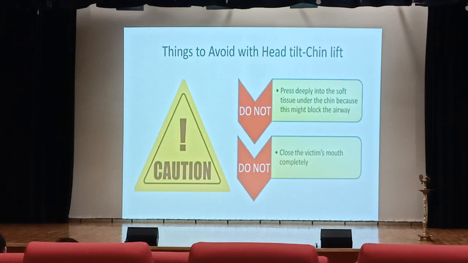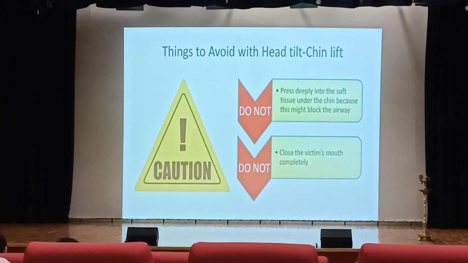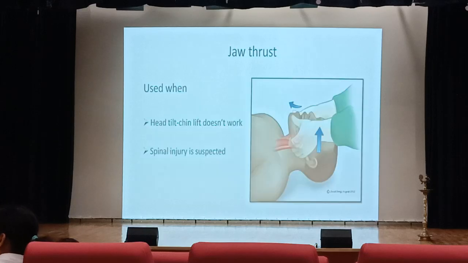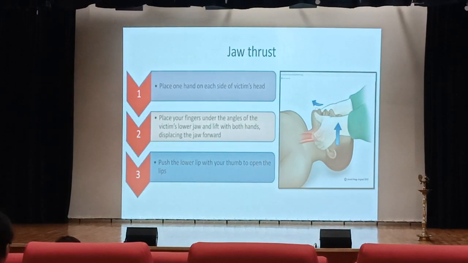So what are the things to avoid with head tilt and chin lift? Do not press deeply into the soft tissue under the chin because this might block the airway, and do not close the victim's mouth completely. Next is jaw thrust. Jaw thrust is used when the head tilt chin lift doesn't work or if we suspect a spinal injury in these patients.